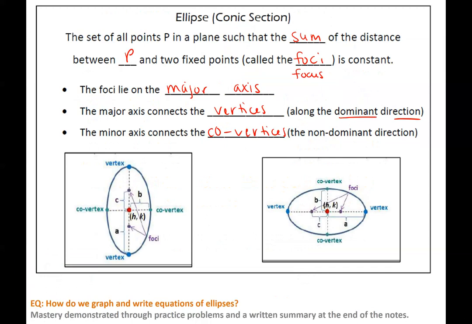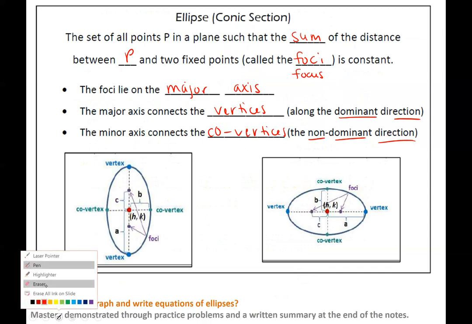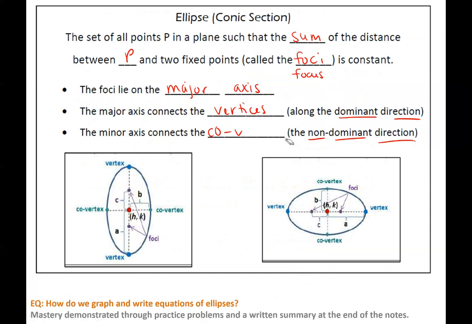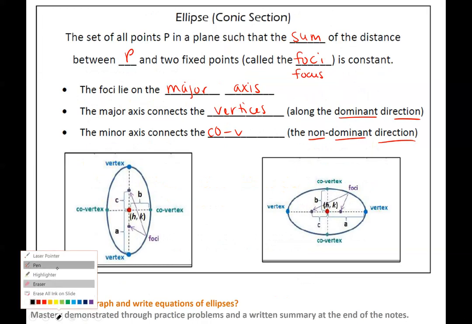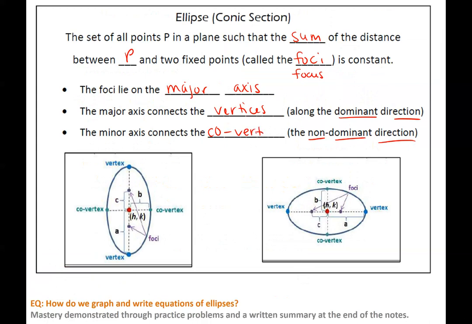Vertices. All right. And that goes along the non-dominant direction. So that's important that we keep those straight. So vertices are dominant direction. Co-vertices are non-dominant direction. There we go. Just a quick fix because you couldn't really read it.